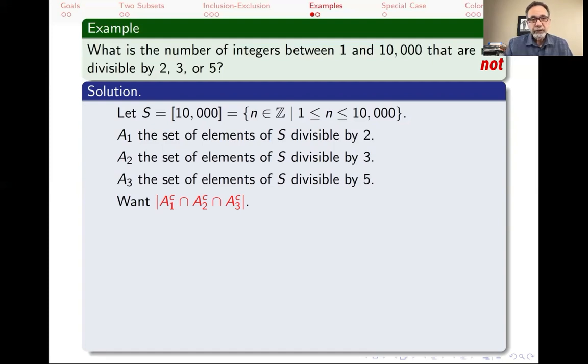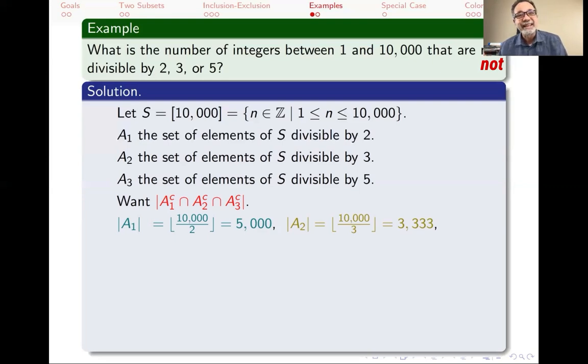According to our inclusion-exclusion, we have to find the sizes of each one of A1, A2, and A3 and their intersections. What about the size of A1? How many elements between 1 and 10,000 are divisible by 2? Every other one is even and divisible by 2, and so that number is 5,000. How many of them are divisible by 3? It's every third one, but when you divide 10,000 by 3, you don't get a whole number. You get 3,333 and a little bit of a fraction.